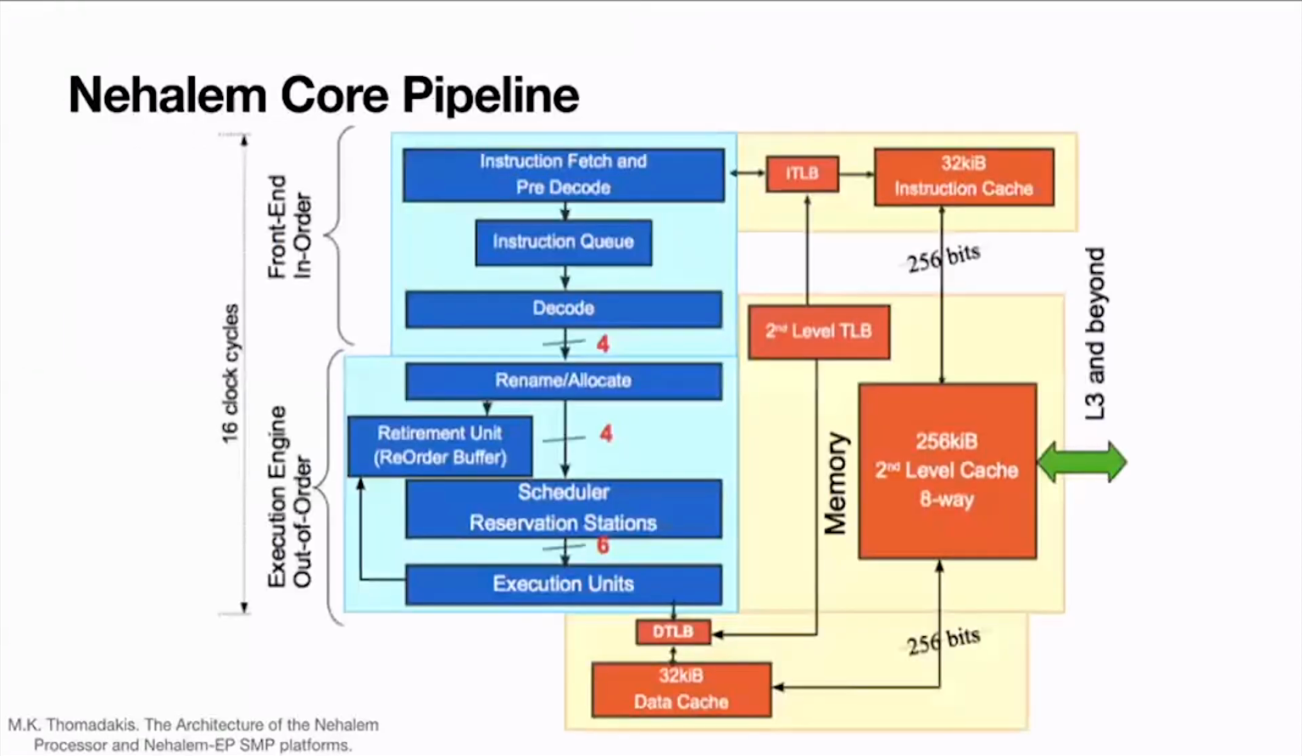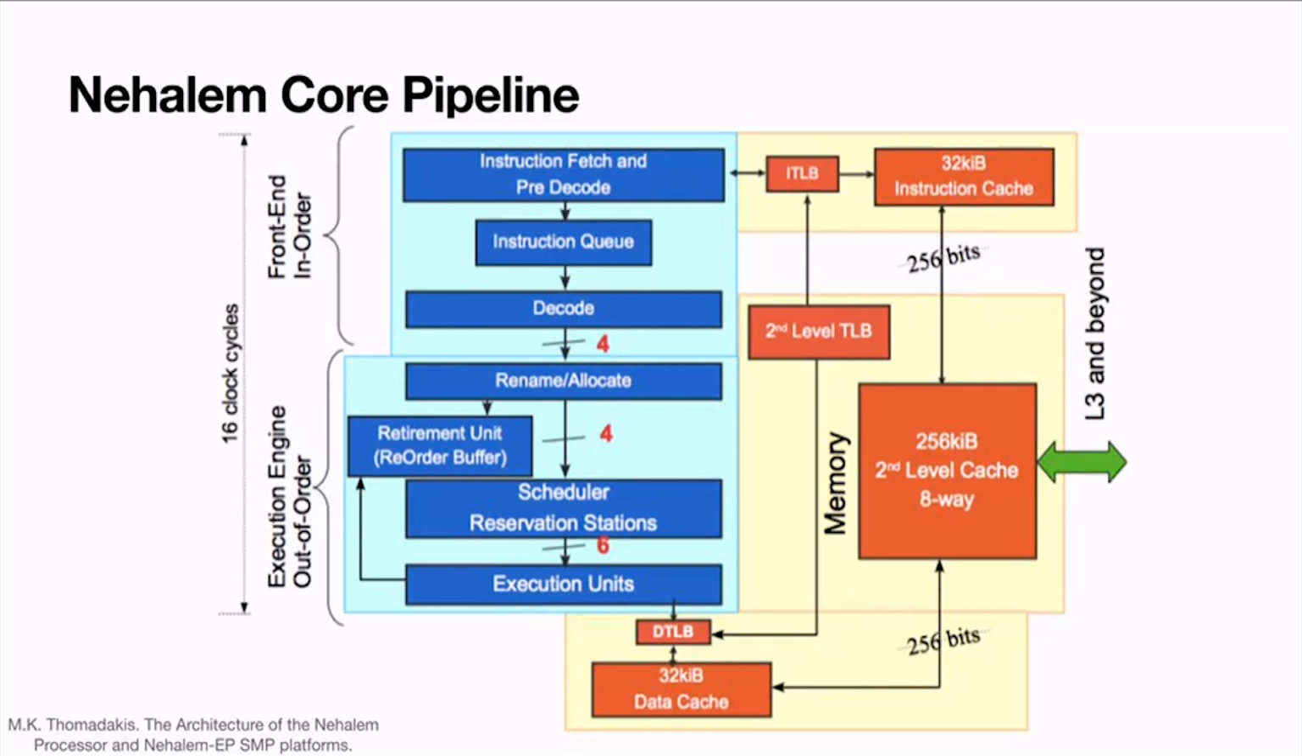Right. If we consider the Nehalem core, there is a multi-core system, but we are looking at only a single core. Within the single core, if you look at the pipelining, you can see there's an instruction fetch and pre-decode. Then there's an instruction queue, meaning a pre-decoded instruction is placed in the instruction queue. From there, we take one instruction at a time and decode it. Then we have the rename logic, that is register renaming. Then we have a reorder buffer, which they call the retirement unit. And then there's a scheduler which takes the instructions and schedules them onto the reservation stations. Then we have the execution units.